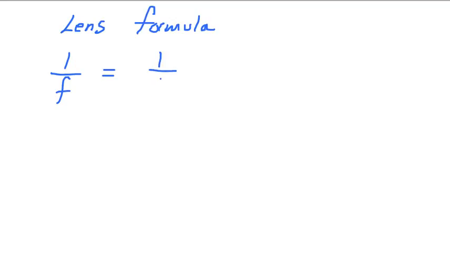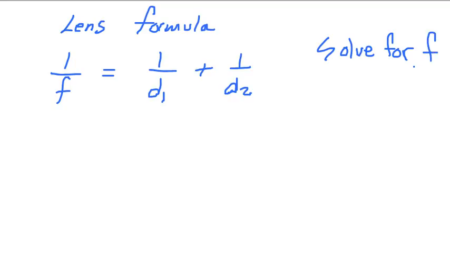1 over d1 plus, and I guess F is, I'm not exactly sure, frequency, focus, I don't know. I would imagine d1 is a distance, and since it's a lens, d2 is another distance. But we're just doing some algebraic manipulations here. We want to solve for F in this problem. Alright, let's solve for F.